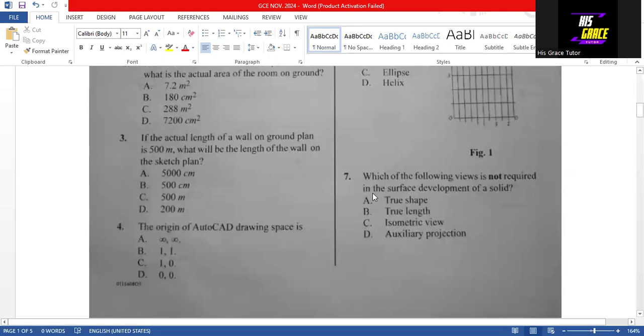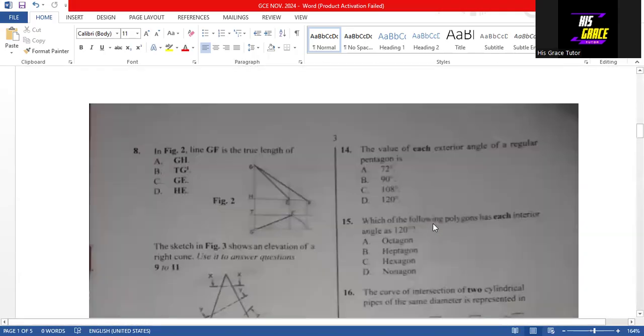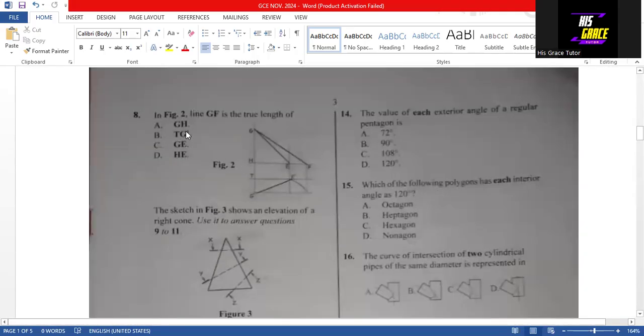Then question 7 says, which of the following views is not required in the surface development of a solid? The answer is option C, isometric view is not required. Then question 8 says, in figure 2, line GF is the true length of GE. That is option C is the answer to this question.